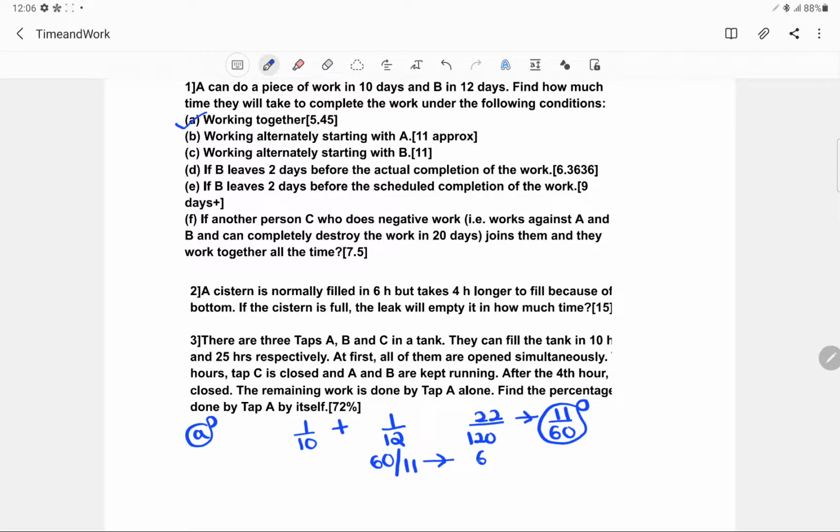So 1 by 11 is nothing but 9.09%, so this is like 0.0909. If you do it like this, the 10 gets cancelled, so this would be 0.909, and this would be nothing but 5.454. So this is the number of days they would take working together. Let's take the next question now. I have limited space, but that's enough to solve these sort of questions.